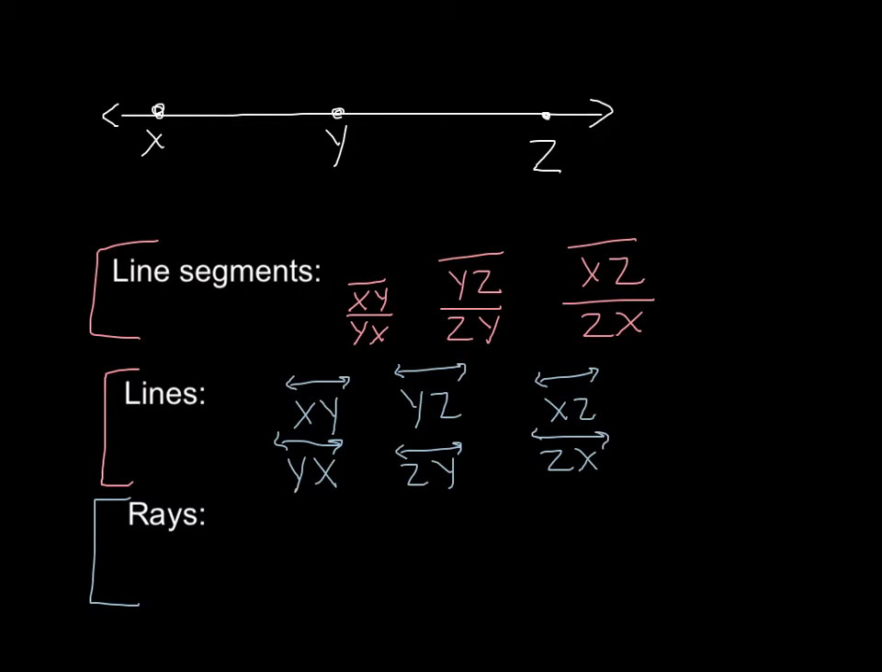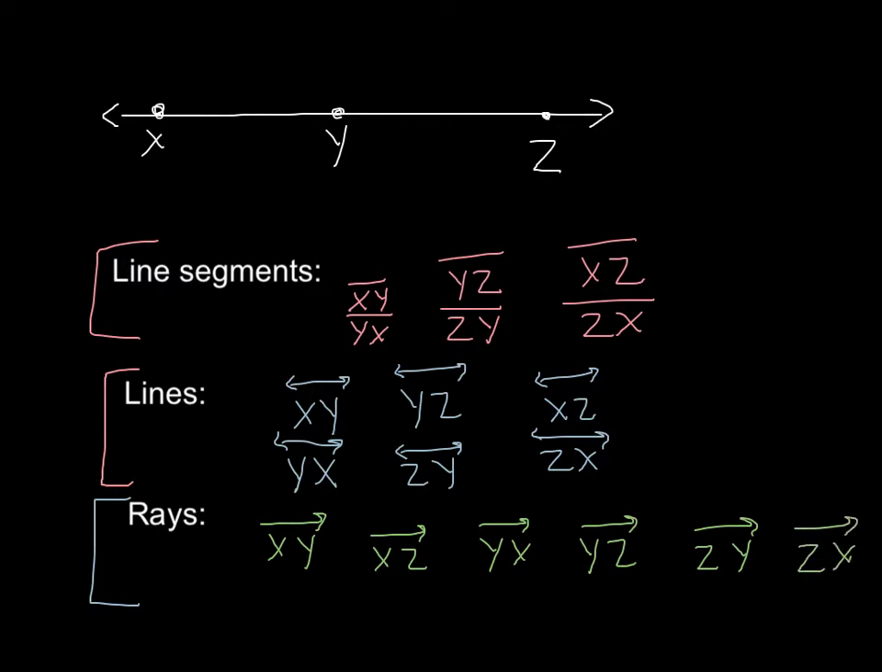Now remember, a ray has one endpoint and one continuing side. So go ahead and turn and talk. What are all the different rays you can make up above? We could start right at X and continue through Y. We could start at X and continue through Z infinitely. We could start at Y and continue through X. We could start at Y and continue through Z. We could start at point Z and continue through Y or Z to X.